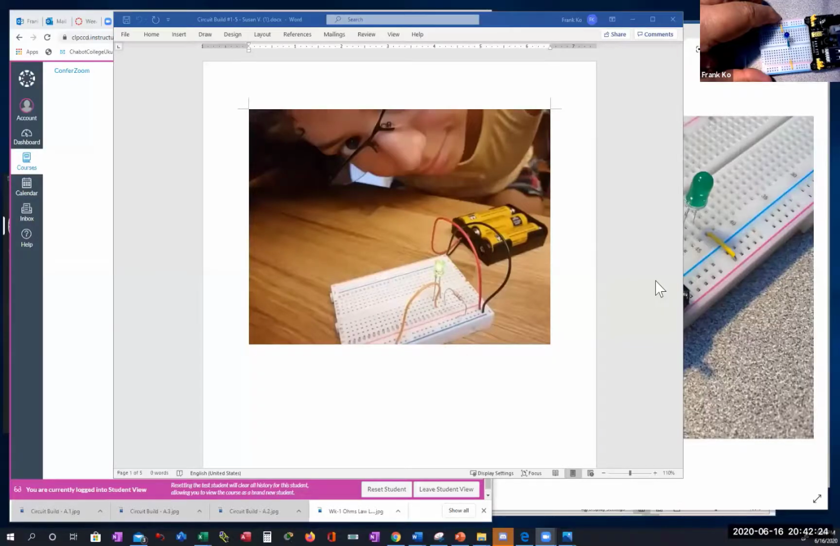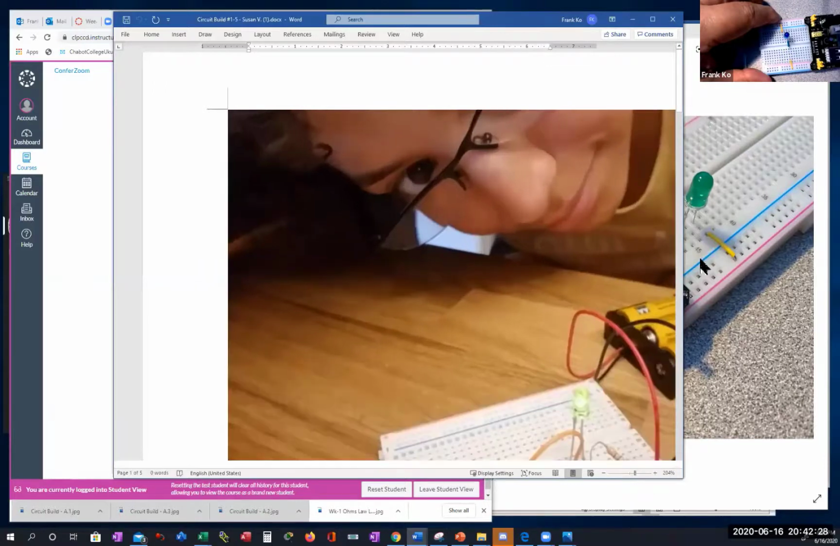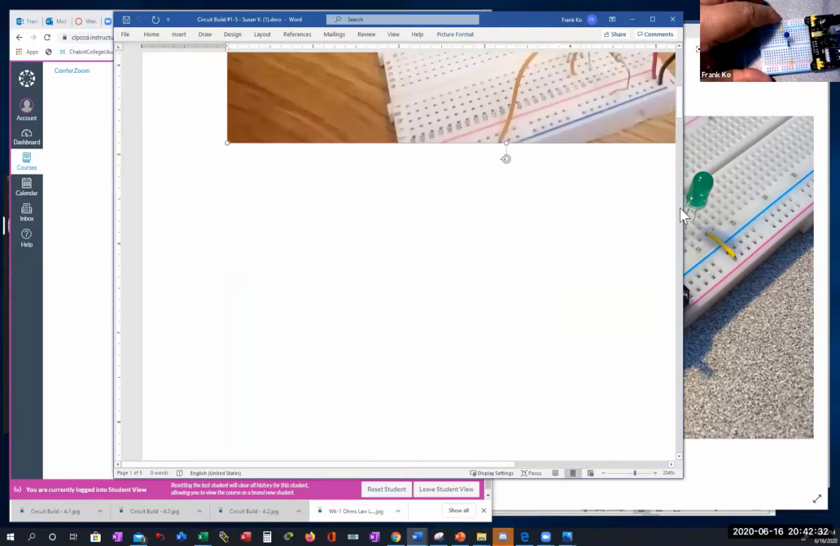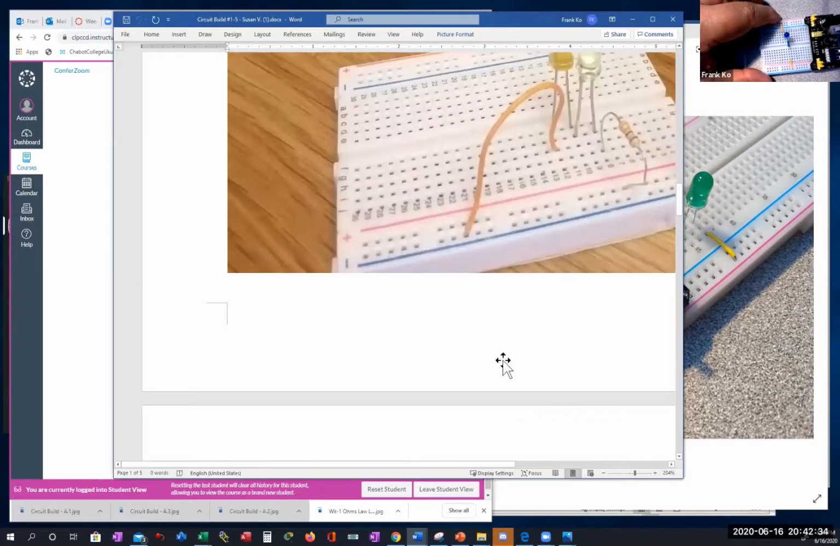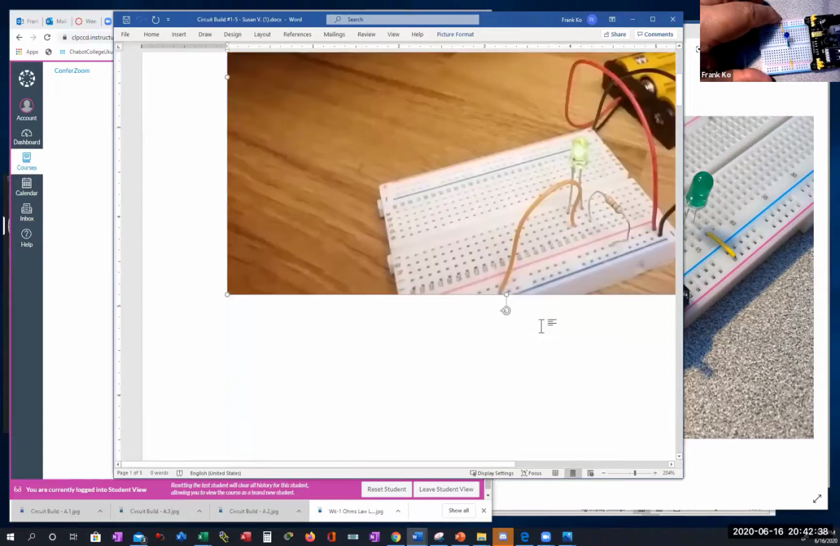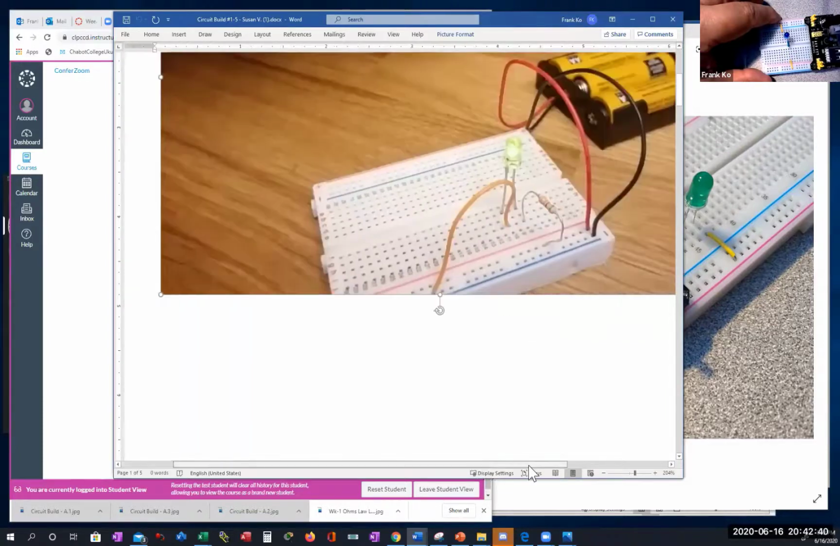So if we take a look at Susan's, she's got a lot of light in her room. And as she's got a lot of light in her room, the area around her board is very well lit. And so the brightness of the LED does not wash out the picture.